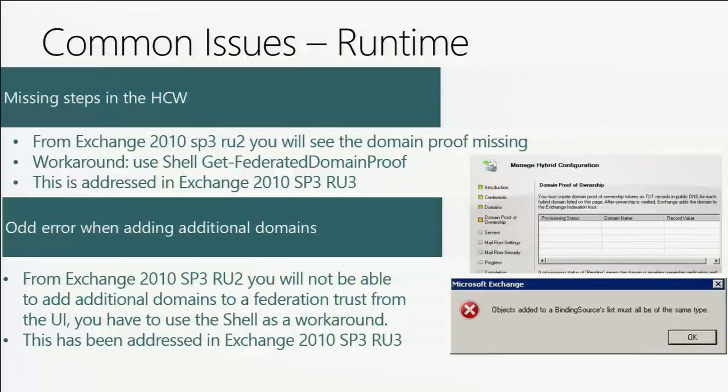Same thing with these two things. I'm not going to spend a lot of time on them because if you're updated, you would not see these issues anymore. But there were missing steps. Basically, the hybrid configuration wizard in 2010, if you're running it against a Wave 15 tenant before SP3 RU3, wouldn't give you the domain proof string, so you'd have to pop out and go to Get-FederatedDomainProof from the shell. You don't have to worry about that anymore if you have at least RU3 installed. And you would also have problems doing different administrative tasks with trying to manage your hybrid configuration wizard. Both of those things have been fixed in RU3.